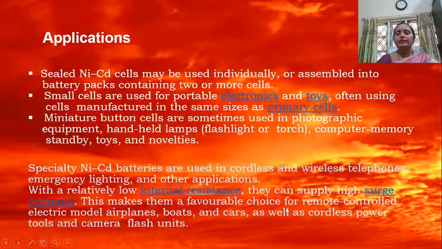With relatively low internal resistance, they can supply high surge currents. This makes them a favorable choice for remote controlled electric model airplanes, boats and cars, as well as cordless power tools, camera and flash units.